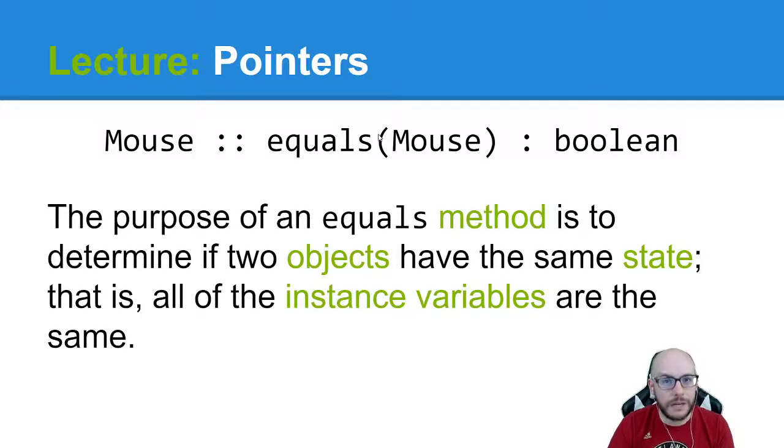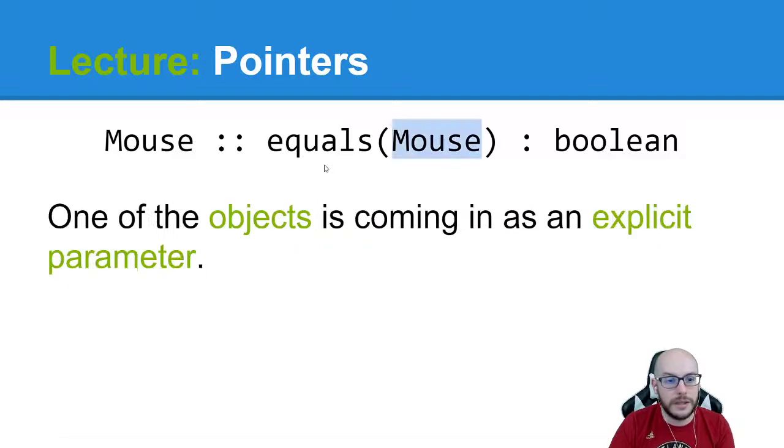This is a design philosophy, right? Not syntax. We're going to create an equals method to determine if two mouse objects have the same state. One of the objects is coming in as an explicit parameter, right? We see that here. Right? Let's break apart this signature. This is going to be in the mouse class. The name of the method is equals. It's going to take in a single mouse object. It's going to return a Boolean.